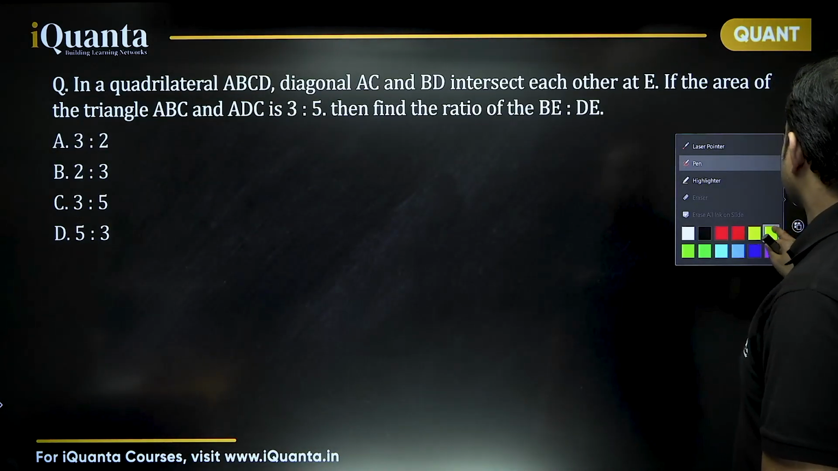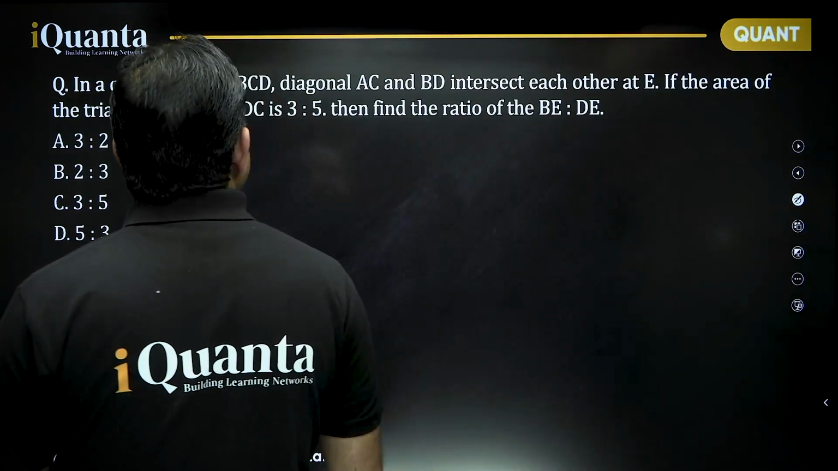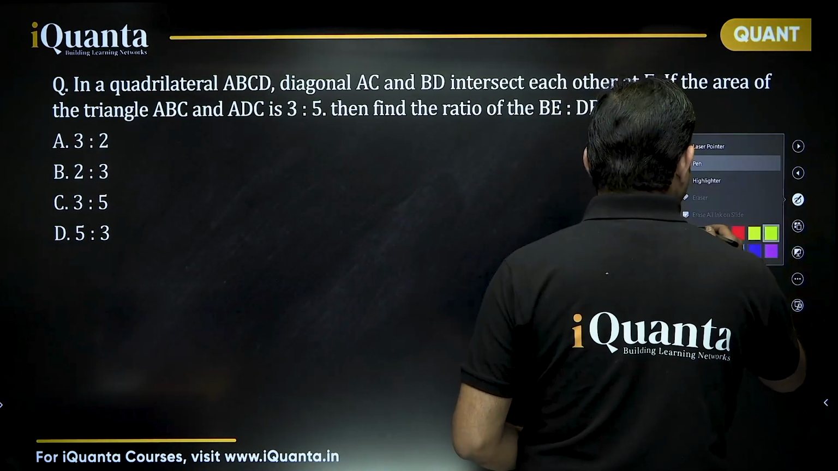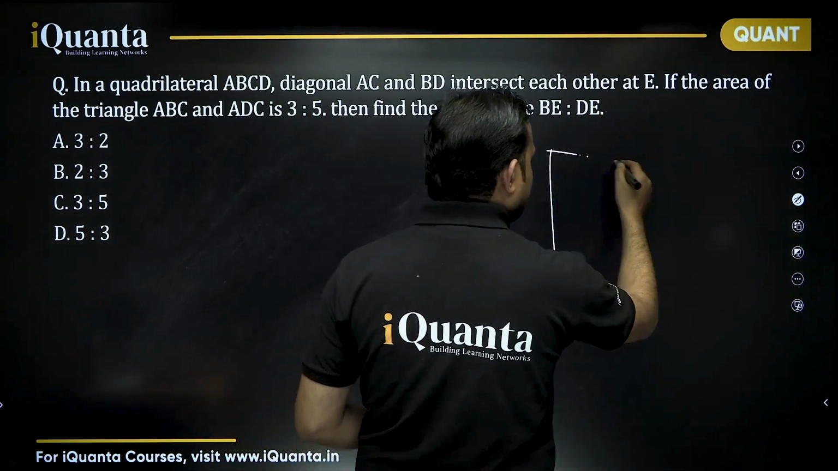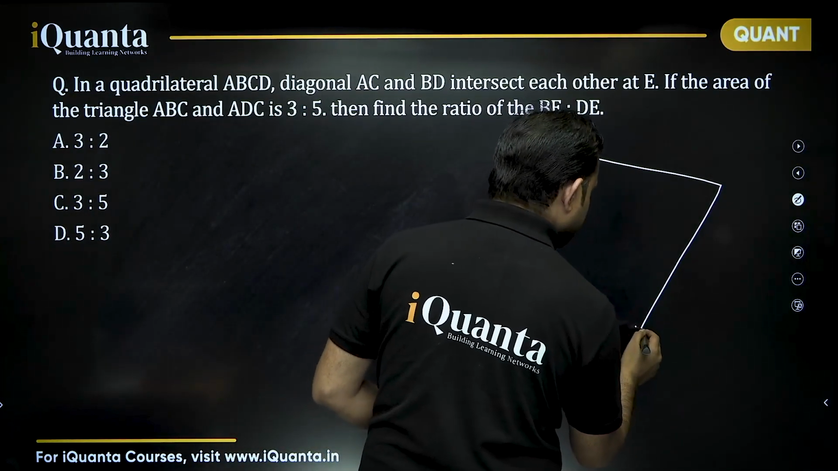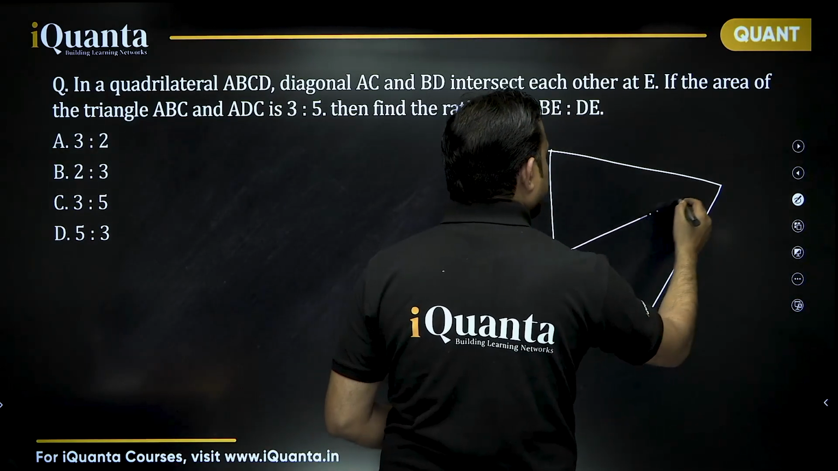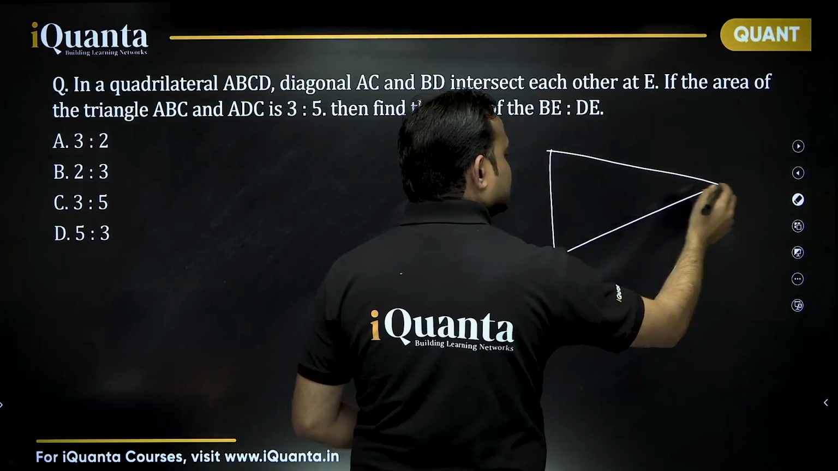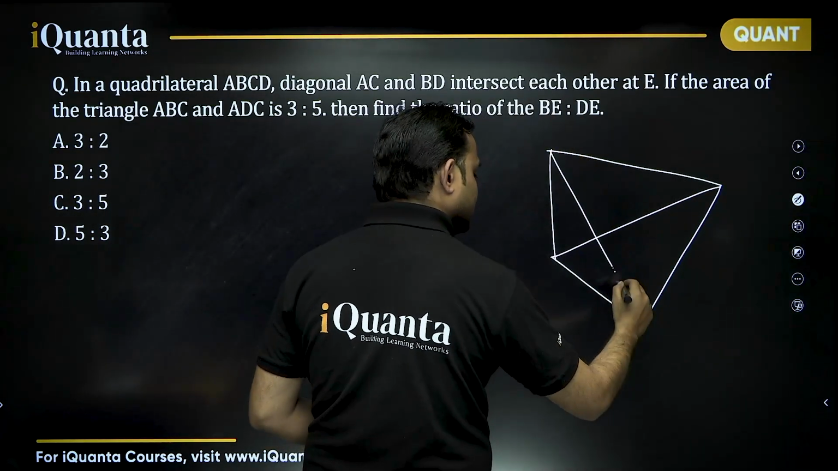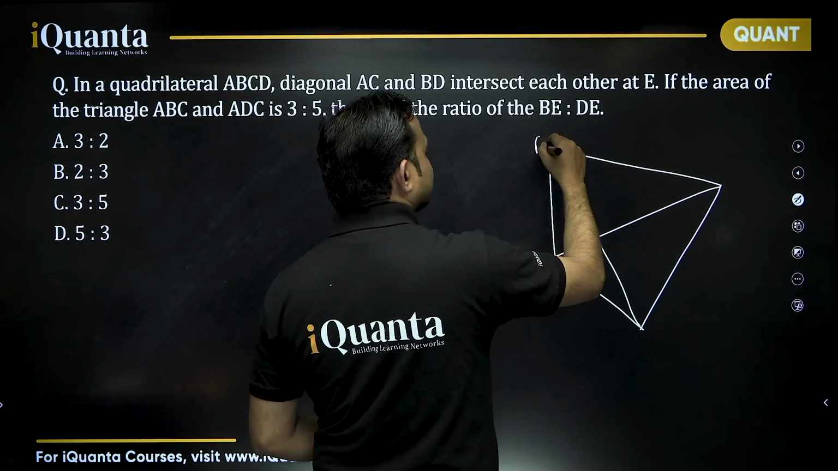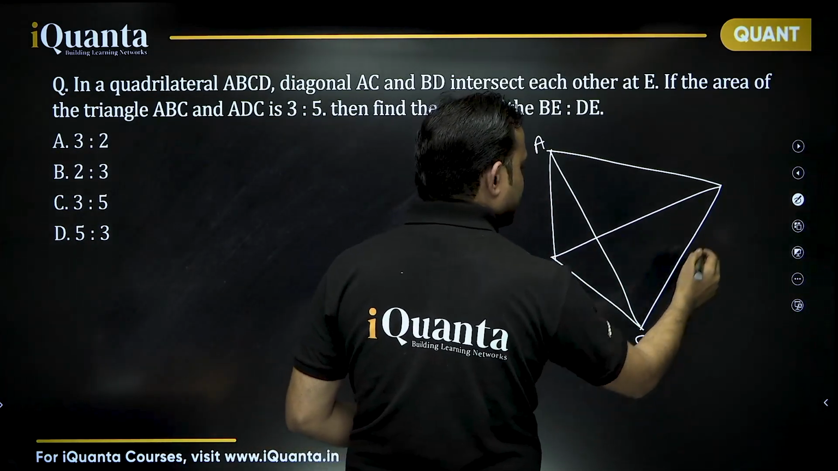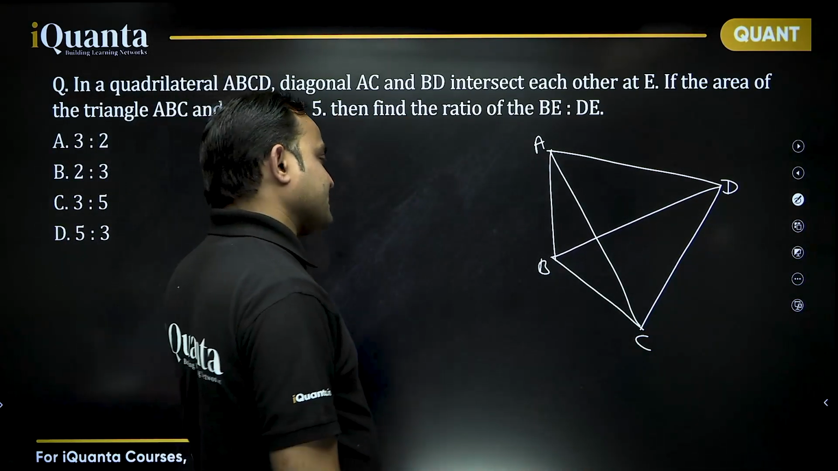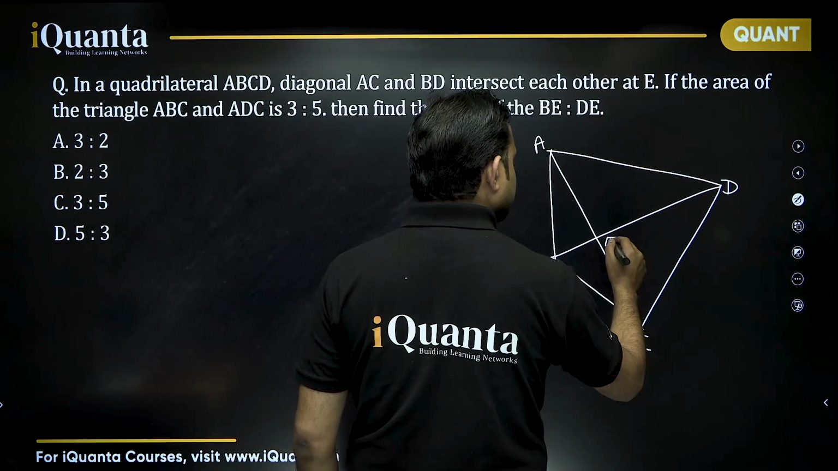Now, next question says in a quadrilateral ABCD, diagonal AC and BD intersect each other at E. So we need to make a quadrilateral first, something like this, and join the diagonals like this. So A, B, C and D. Now it says diagonals AC and BD intersect each other at E. Let's say this is E.